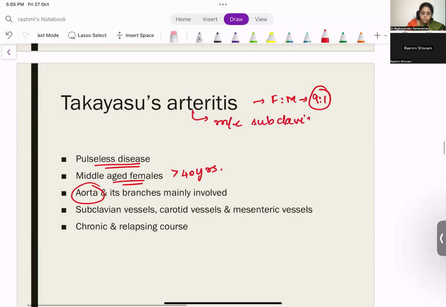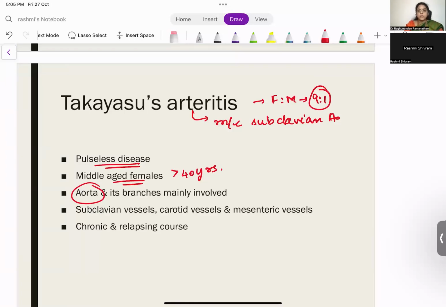The most common artery involved is the subclavian artery. In giant cell arteritis, the most common artery involved is the superficial temporal artery, whereas in Takayasu arteritis, it is the subclavian artery. The aorta and its branches will be involved. What are the other vessels which can be involved? Carotid vessels, mesenteric vessels, as well as the renal artery. And this patient will chronically have a relapsing course. You give the treatment and the patient will be fine for some time, then the patient will again have a relapse. This is very, very common.